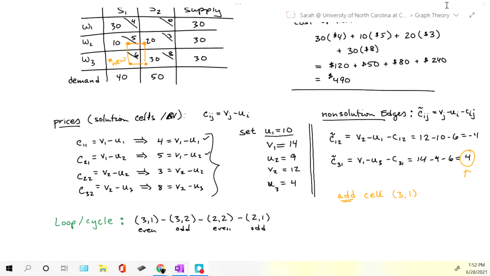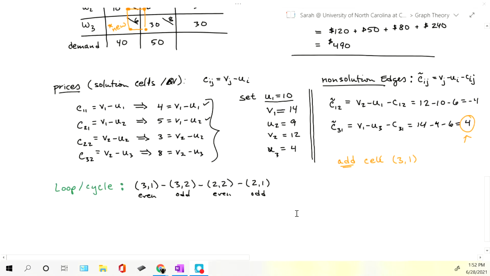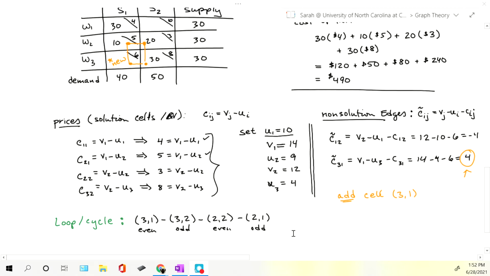Now, not everybody likes to write out the loop. I always recommend when you're first starting to always write out the loop, and that's because one of the things we have to calculate is which cell of the loop is considered an odd cell versus an even cell. Remember, you always start with your new cell, and that one's always going to be tagged even. Once you know that this start of the cell is even, everybody else is going to alternate odd, even, odd, even. You then need to go ahead and calculate your theta. And your theta is always going to be the minimum of the values on your odd cells. So 3, 2, the value is 30.